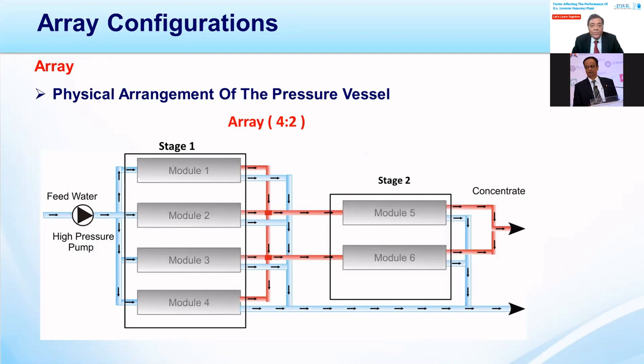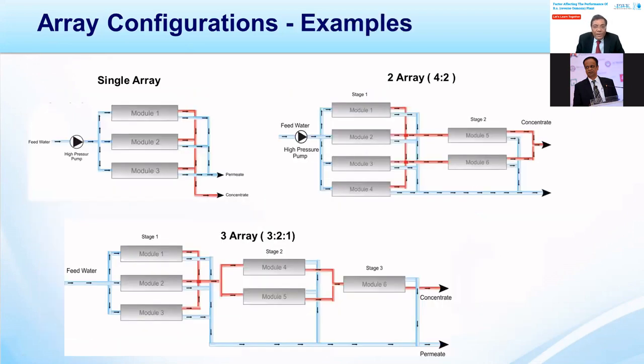When you observe the membrane projection, you will see the array configuration there. 4:2 is one, and if we go on to different ones, we can see this is the single array configuration. You will see the 2 array configuration, the 3 array configuration, 3 into 2:1. The picture below is related to the 3 array configuration of the system, irrespective of how many pressure vessels are installed in the first, second, or third stage.